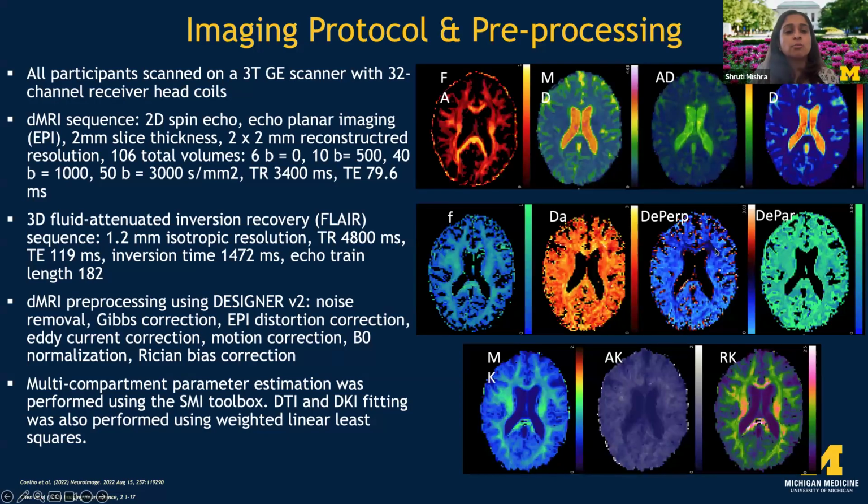And then our extra-axonal perpendicular and parallel diffusivities, as a reminder, we believe are sensitive to the myelin sheath, where extra-axonal perpendicular diffusivity we think is a measure of chronic demyelination, and extra-axonal parallel diffusivity is sensitive to more acute demyelination and neuroinflammation.